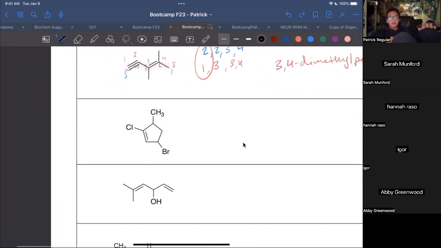Now, for this type of question, we have a cyclic structure. You want to start at a branch of a branch. I can tell you right now, the first carbon is automatically going to be here. First off, you don't have an alcohol, you don't have an amine. Your priority group is going to be an alkene.